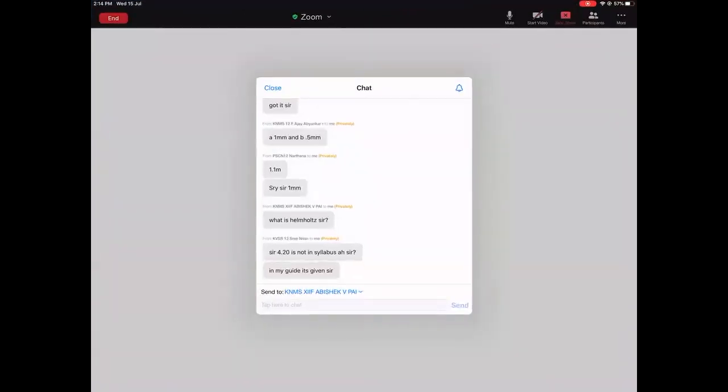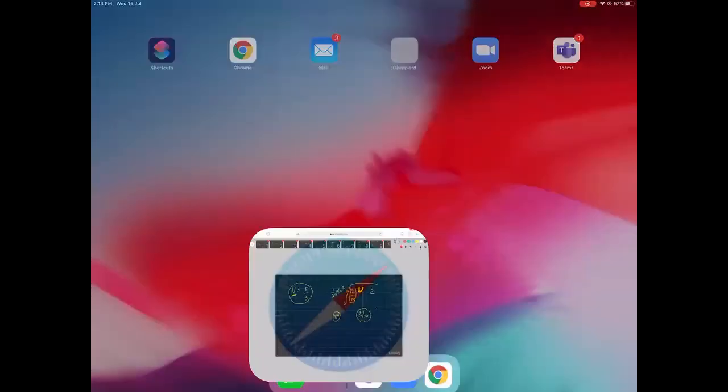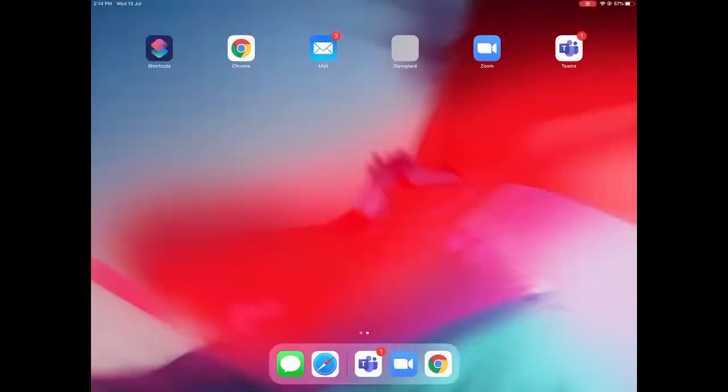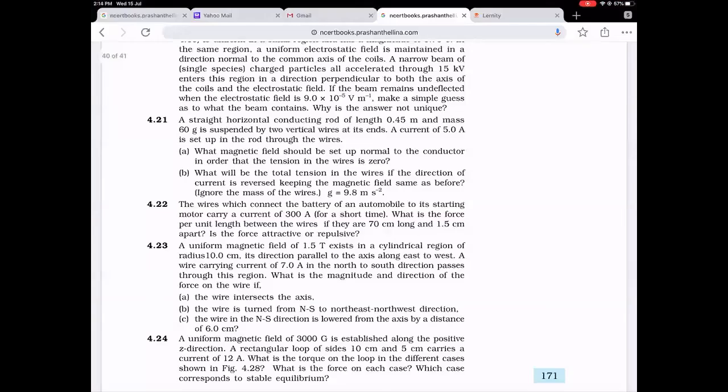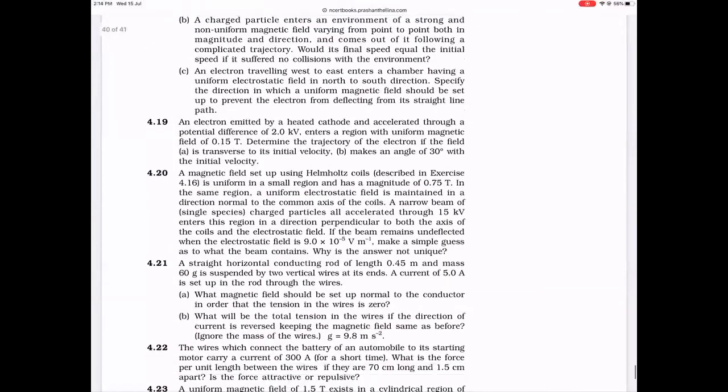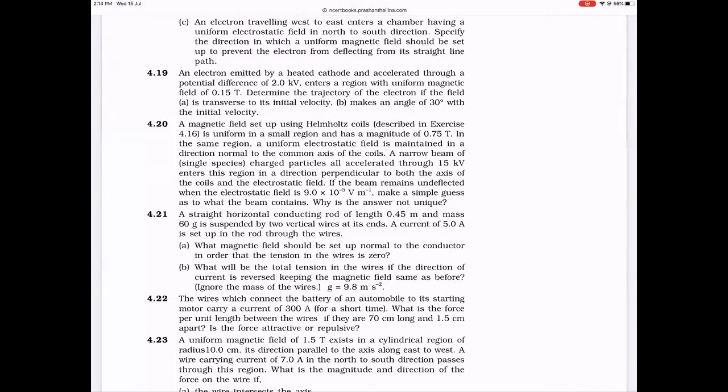It's a very nice question. 4.20 is not in the syllabus, you are telling me? No, it is very much in the syllabus. It's very much in the syllabus.